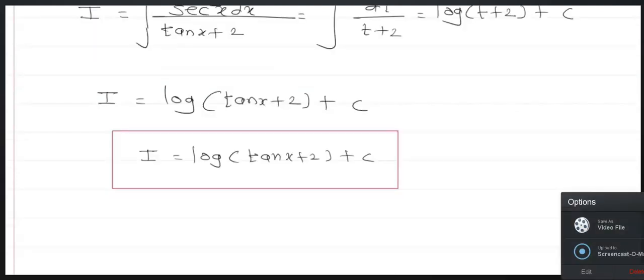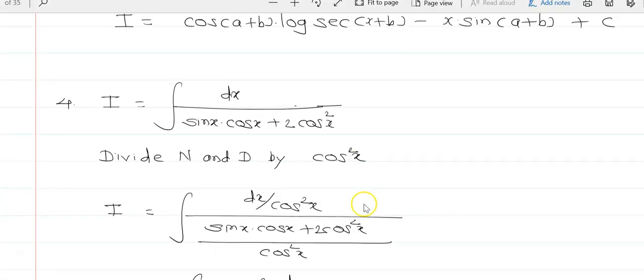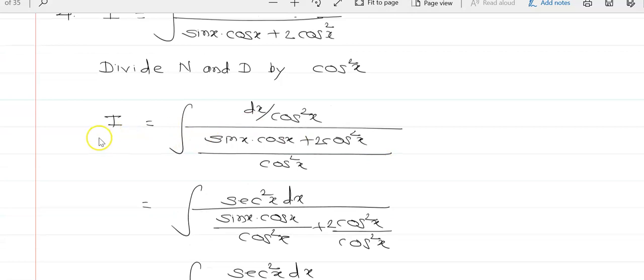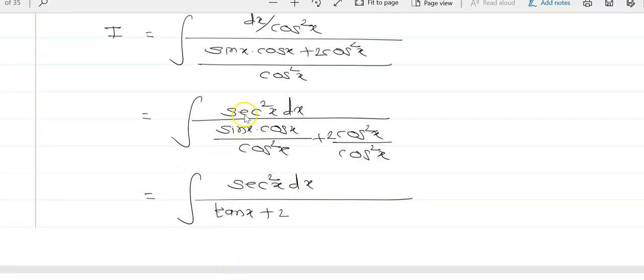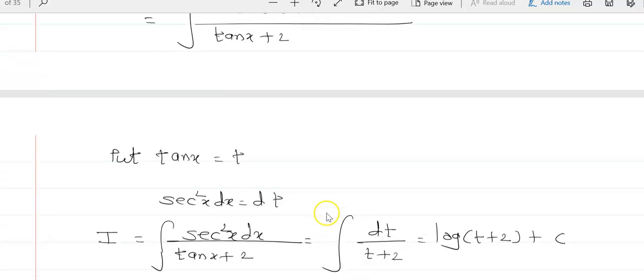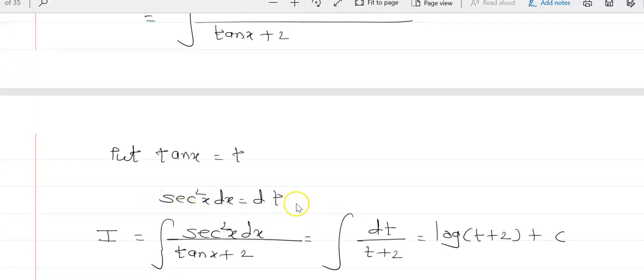See this again. I is equals to integral dx upon sin x into cos x plus 2 cos square x, divide numerator and denominator by cos square x. That is I is equals to dx upon cos square x, it becomes sec square x into dx, and sin x into cos x upon cos square x, and that becomes cos get cancelled. You will get sin x upon cos x, and here is a 2 cos square x upon cos square x, that becomes 2. Therefore, integral sec square x dx upon tan x plus 2. Now put tan of x is equals to t, sec square x into dx is equals to dt.